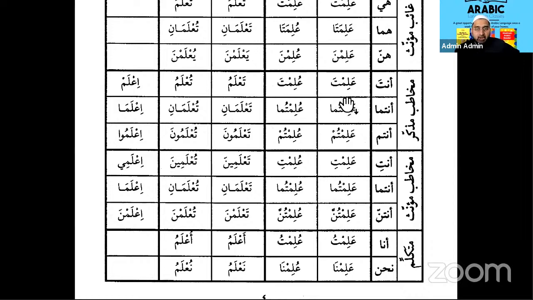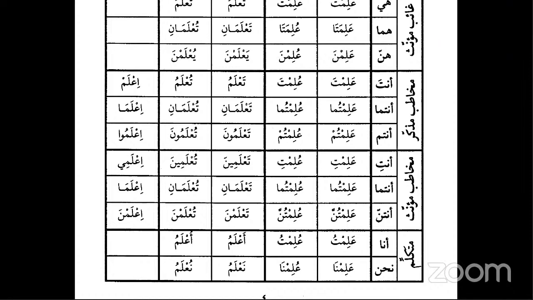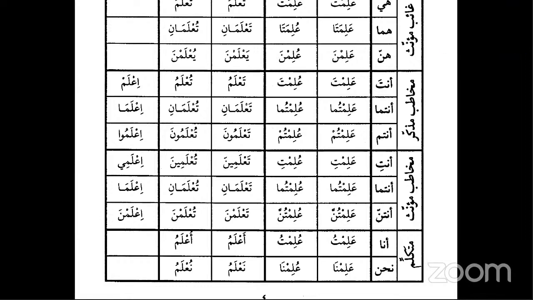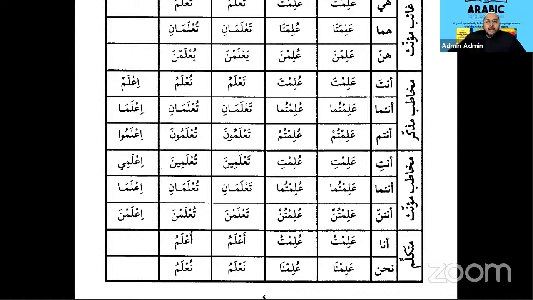Now here, alima means he knew. Ta'lamu means you are knowing. So how would you make the imperative of ta'lamu? Ta'lamu is you are knowing. Sorry, say that again. How do you make the imperative of ta'lamu to i'lam? I'lam is the imperative. Can you explain all the steps?